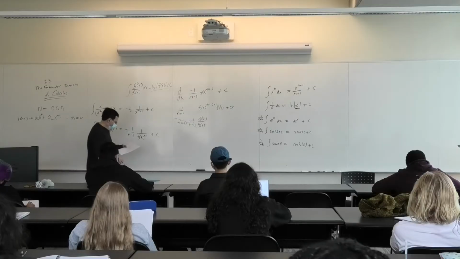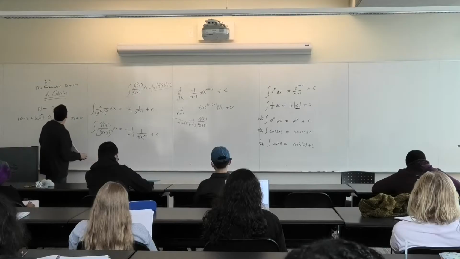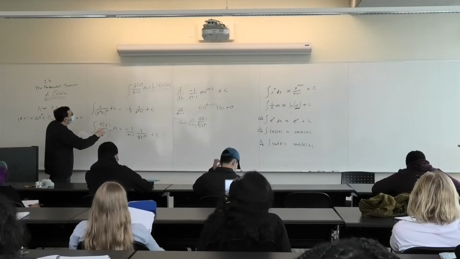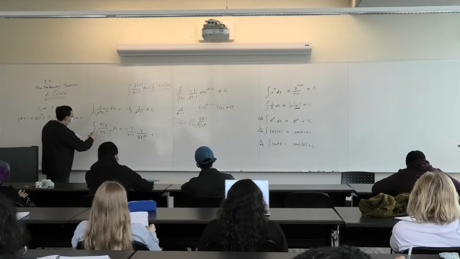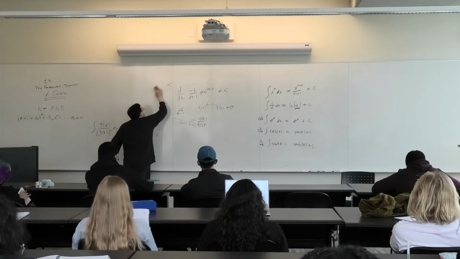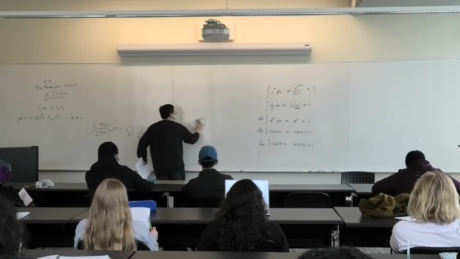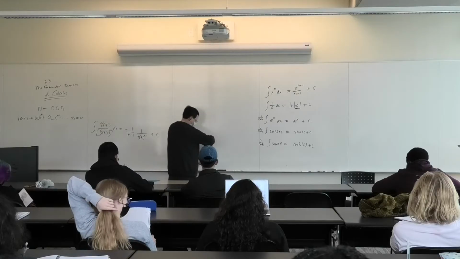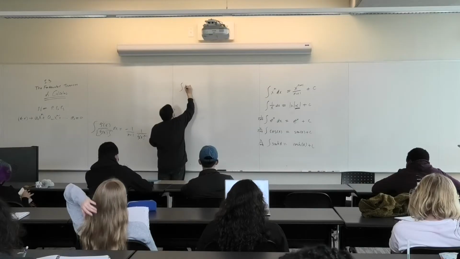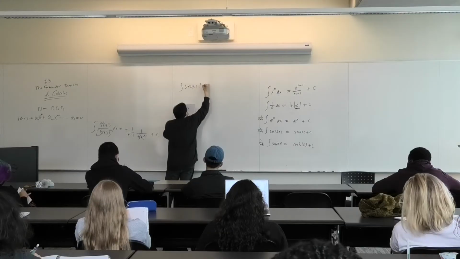I have an example for this using these formulas. You may, if you have a good memory, know how to do this correctly. We want to find the integral of the secant of x times the tangent of x.